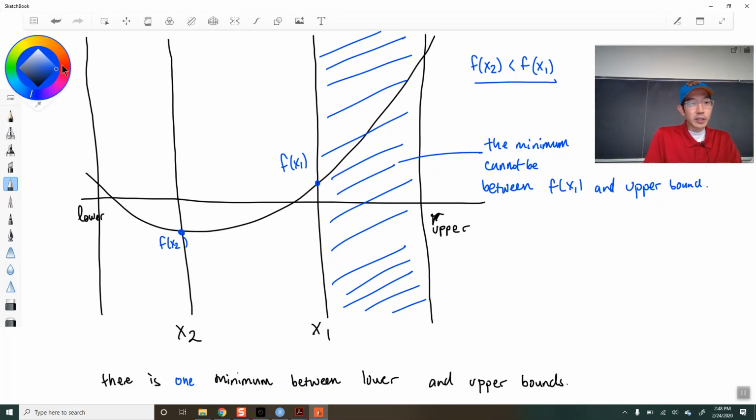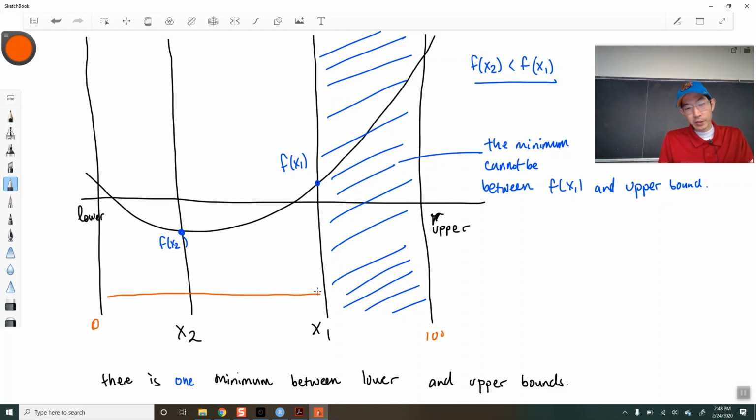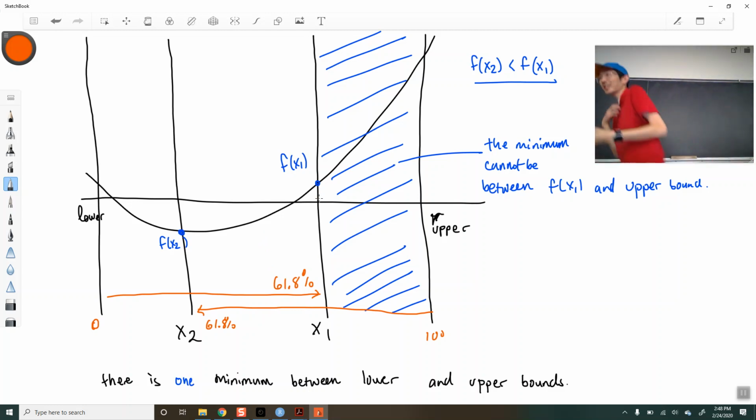And here's the amazing thing: because of the golden ratio, if I say this is from 0 to 100, this distance is around 61.8%, and then it's around 61.8% this way. This is a bad illustration.